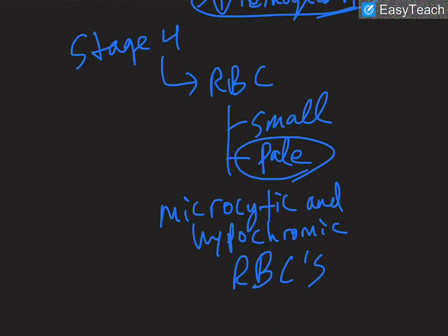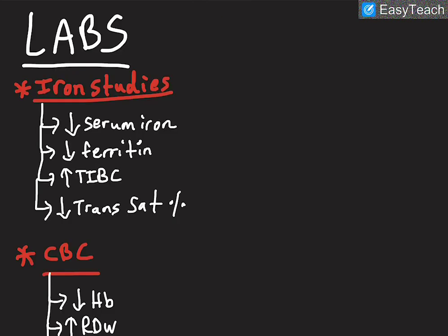All right, so those are the main stages that I wanted to discuss before we moved on to labs. So now let's talk about labs. Of course, if you're deficient in iron, your serum iron, remember, gets depleted in stage two of iron deficiency. So you'd expect a low serum iron, because you're deficient in iron. Remember what happened in the beginning of iron deficiency? You depleted your storage form. So it makes sense to also expect low ferritin.